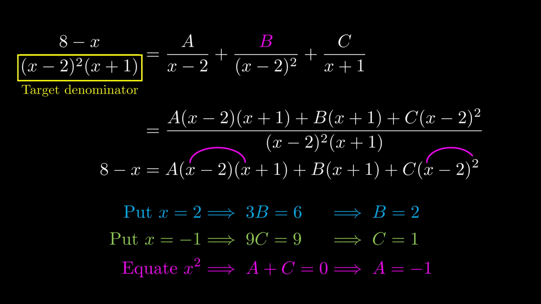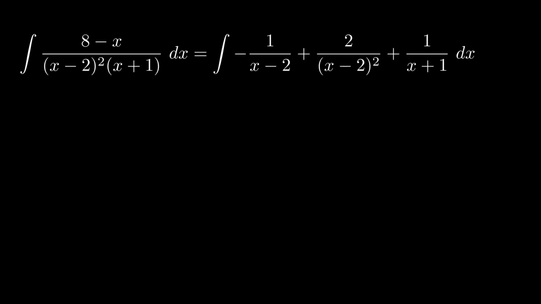Okay, so we have those a's and b's and c's. Maybe write that down if you need to, because now we're going to try and integrate that original thing by integrating the partial fraction decomposition with the a and b and c put in. So the negative 1, the 2, and the 1. And again, because there's no x up the top, all of these are actually immediately doable. You don't have to do anything to them.